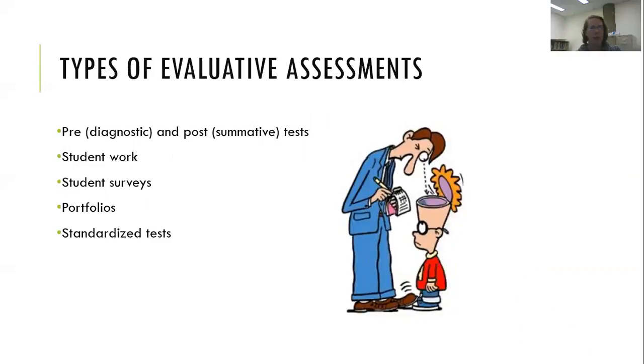Types of evaluative assessments include pre and post tests, so pre being diagnostic and post being summative tests. So you can use those to measure whether or not you actually got where you thought you should be with all students. You can look at student work, student surveys, you can ask students how things went, what worked for them, what they thought they got out of it. You can also look at things like portfolios and standardized tests.